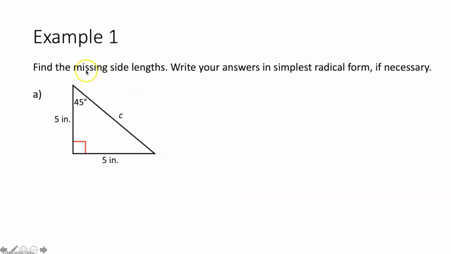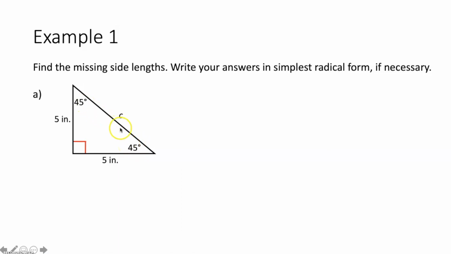Now, example 1 says find the missing side lengths. Write your answer in simplest radical form if necessary. So here, we are given a right triangle. We know it's a right triangle because of this little red box here, and we know that one of the acute angles is 45 degrees. So what would the other acute angle measure be? Well, I could take 180, subtract 45, subtract 90, and I'm left with 45 degrees.